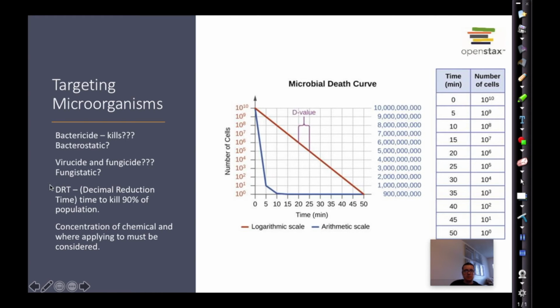The key thing to know here is the decimal reduction time is the time to kill 90% of a population. So the shorter the DRT, the quicker you're killing 90% of the population. The longer the DRT, the longer it takes to kill 90% of the population. But remember, you must always think of what is the concentration of the chemical being used. And so this is why, for instance, bleaches are between 5 and 8%, because if you go above that, the fumes become toxic to humans.